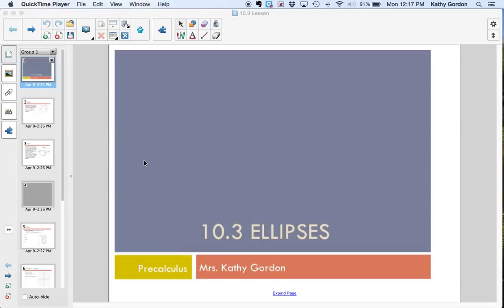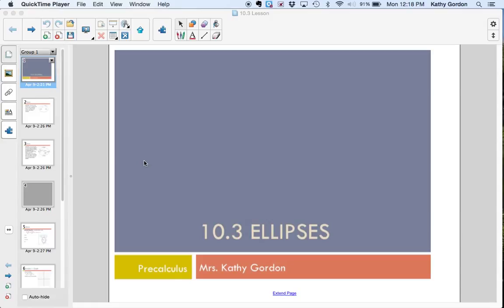Okay, so 10.3 is taking a look at another conic section. This time it is the ellipses. The ellipses are the ones that look like smushed circles. With a circle, once you've decided on the center, the direction both horizontally and vertically to get out to the circle is all the same because that's the radius. But with an ellipse, the distance one direction is going to be different than the distance the other direction.